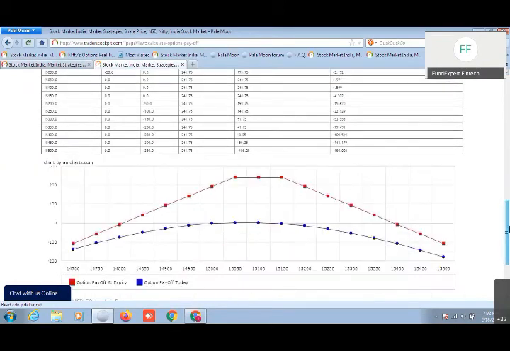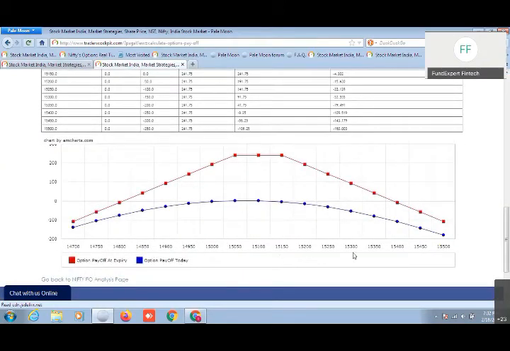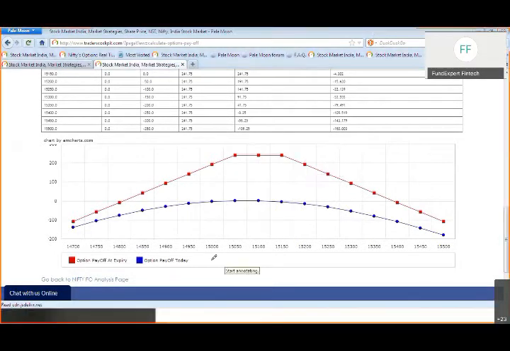Now this payoff diagram, along the x-axis, shows you the different strike prices. Along the y-axis, it shows you the premium values. Now here 2 different lines will be there. This red line shows you the payoff if you carry on the position till expiry. Like if you hold on the position till expiry, it may be monthly or weekly expiry.